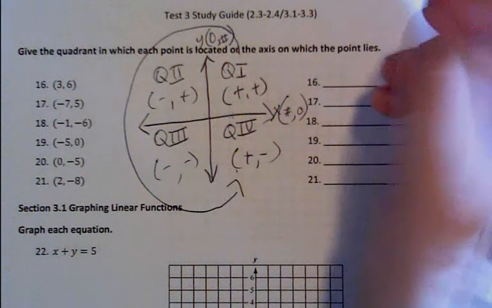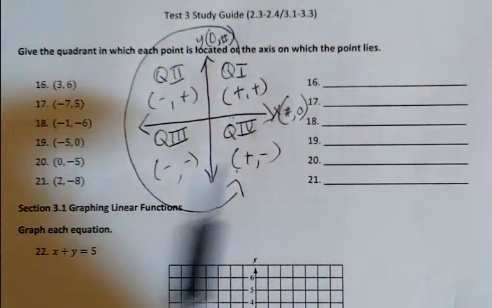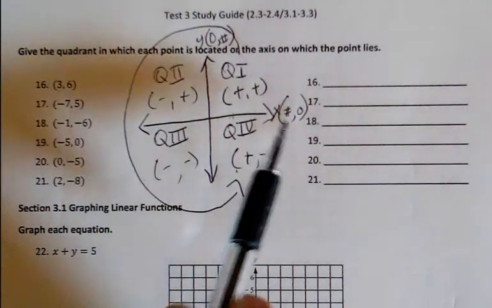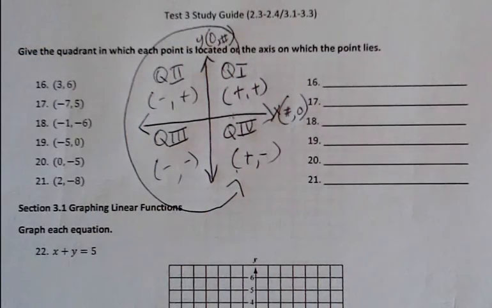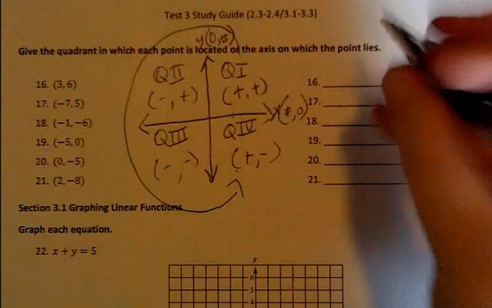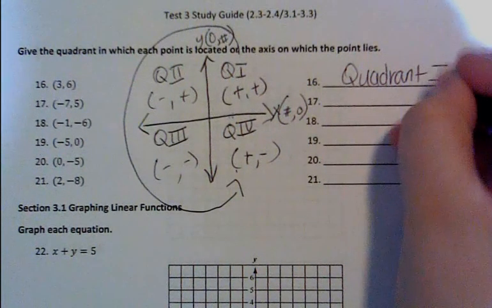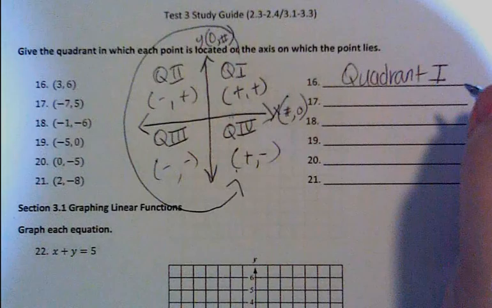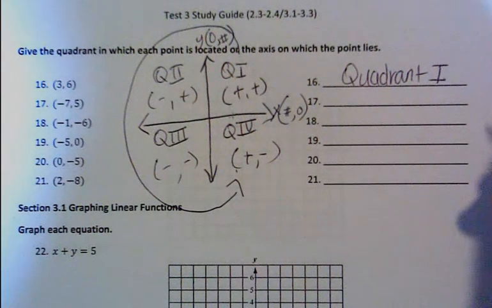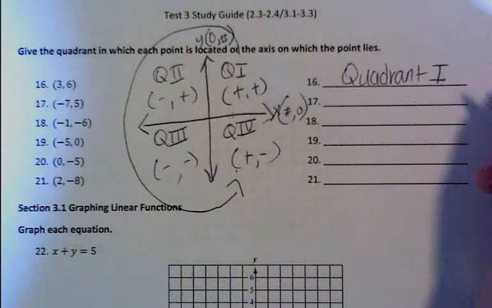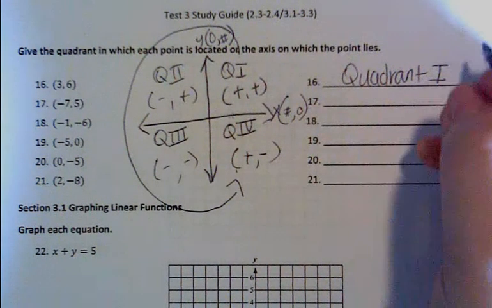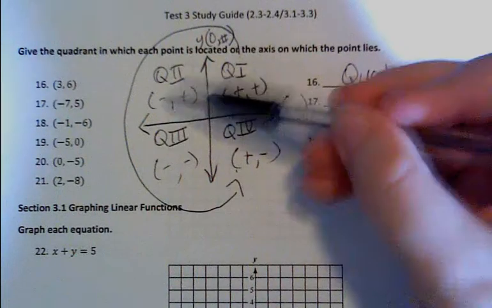So you can tell by your signs as to which quadrant your point will lie under, and then when you see a 0 in your x or your y value, that lets you know, hey, my point is actually going to lie on an axis instead of in a quadrant. So on number 16, I've got a positive, so that means it's going to be quadrant 1. Again, you do not have to use Roman numerals. I was just taught to do so, so I've always used them. On my tests, I really don't care which one you decide to use. Number 17, negative, positive. That would lie in quadrant 2 because we've got a negative and then a positive.